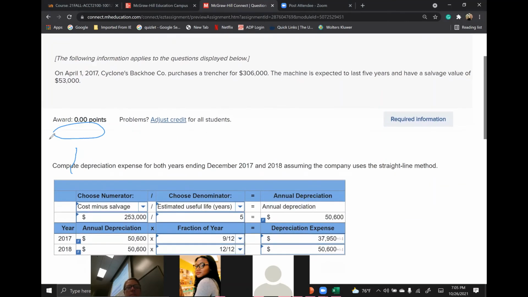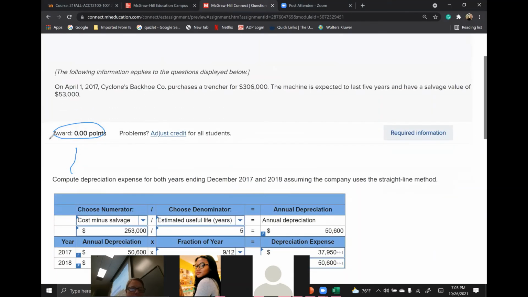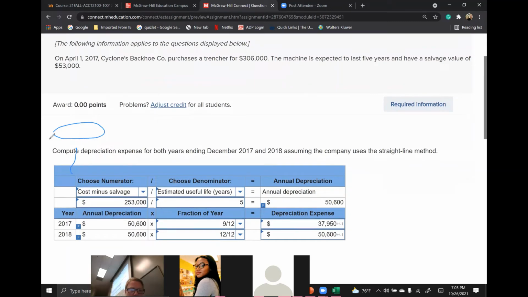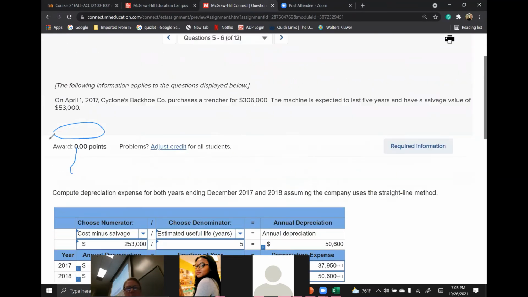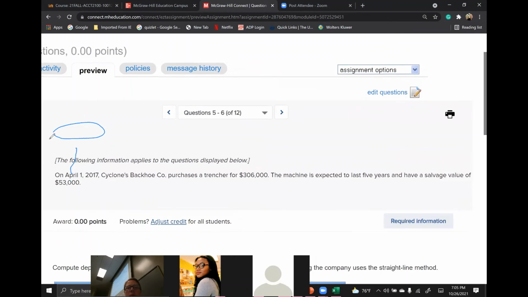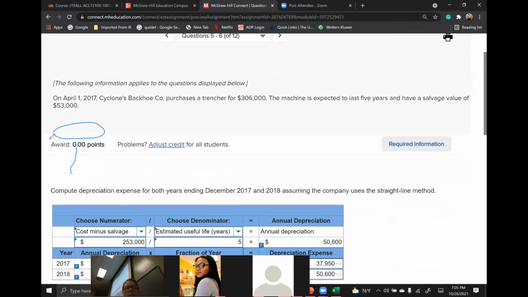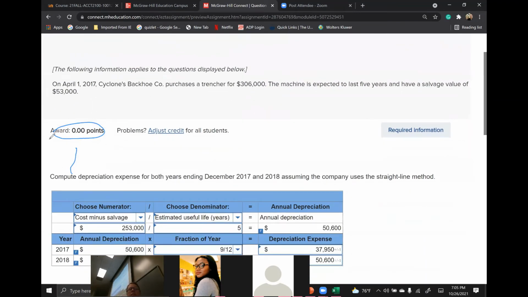Let me see how the table's set up. Choose the denominator. Okay, the numerator, denominator. So we have our cost minus the salvage value. So we have a cost of 306,000 less the 53. So we have 253. So that's our cost minus the salvage. Then we're dividing by the useful life of 5 years to come up with the annual depreciation of 50,600. So that's our straight line.